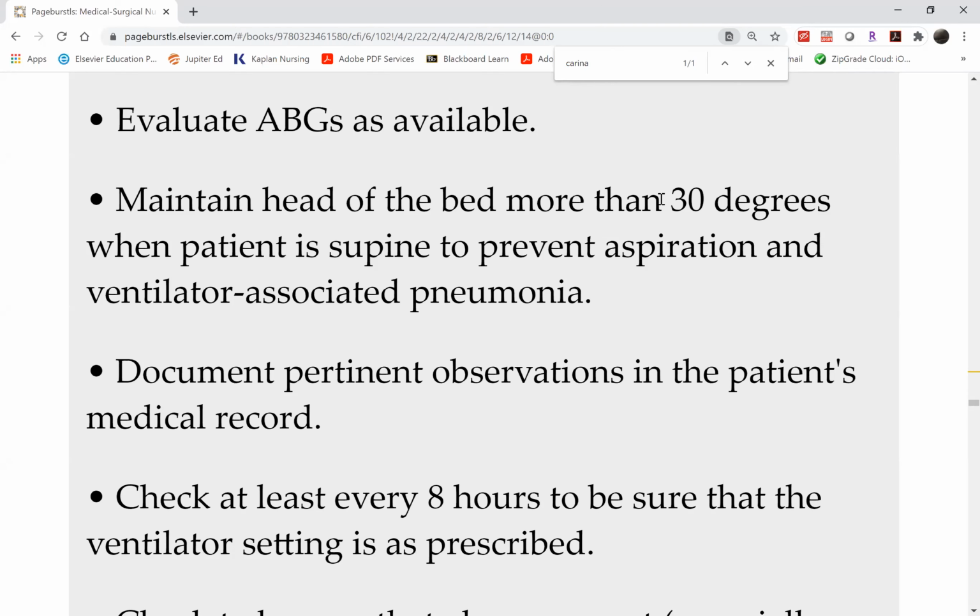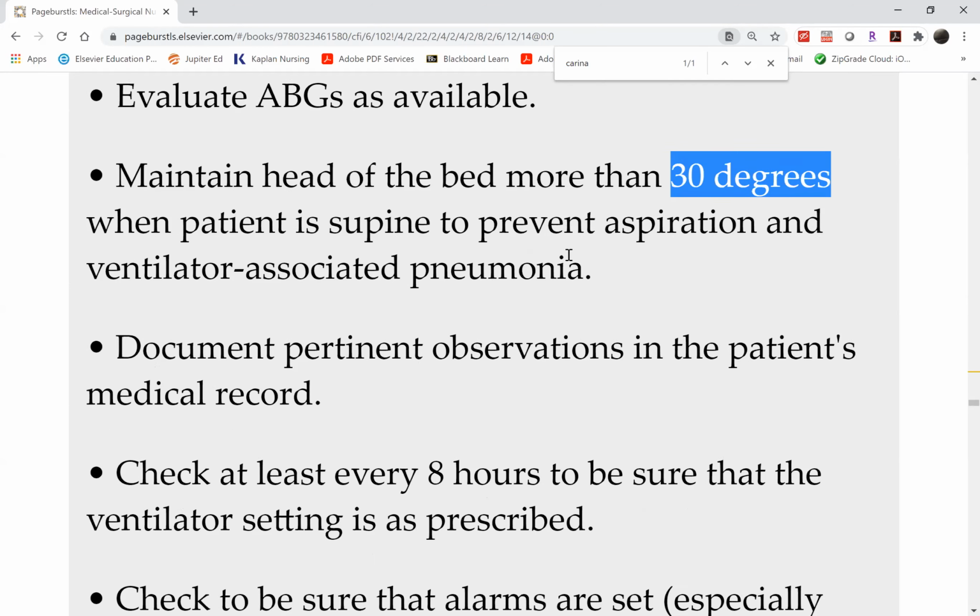Head of the bed should be 30. The reason is this will be enough to prevent aspiration as well as ventilator-associated pneumonia, while at the same time decreasing the risk for pressure ulcers. Because the higher you go, the higher the shearing forces on the sacrum, promoting pressure ulcer development.